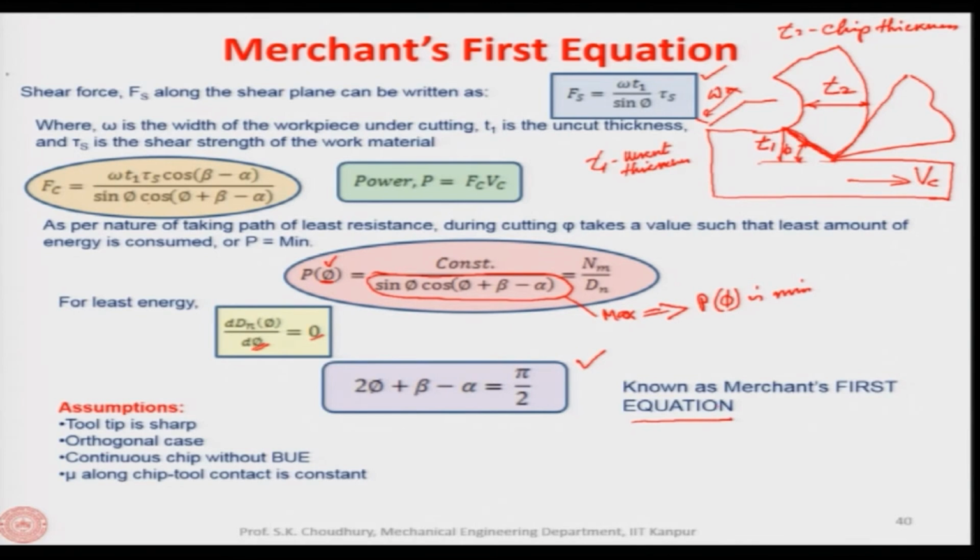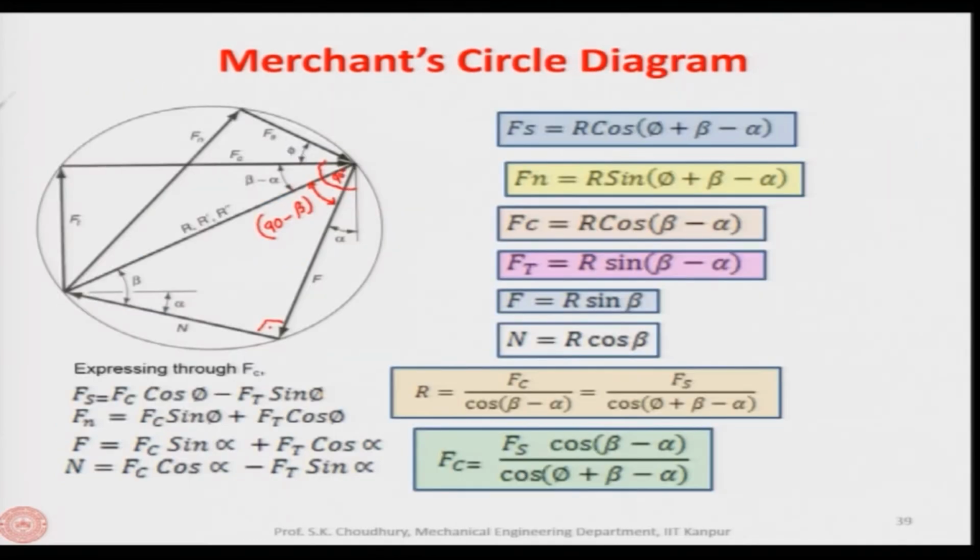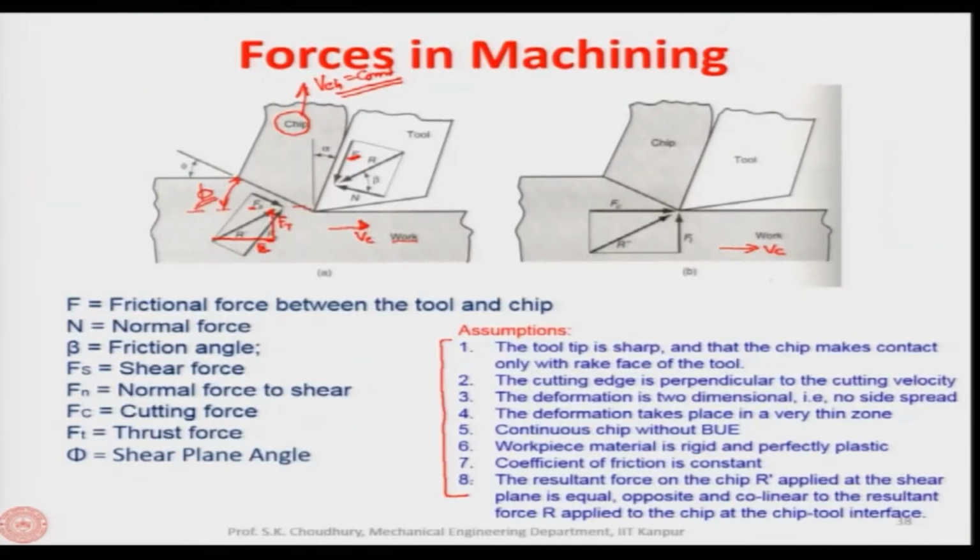But you always have to keep in mind that this equation is valid only when those 8 assumptions that I have shown in the last slide are satisfied. If any of these assumptions is not satisfied, in that case Merchant's first relationship is not valid. This you have to keep in mind all the time.